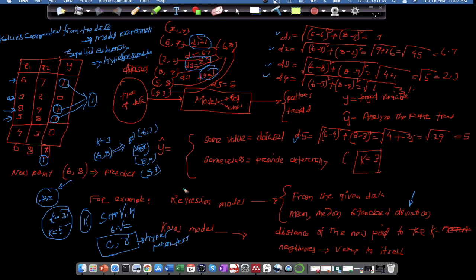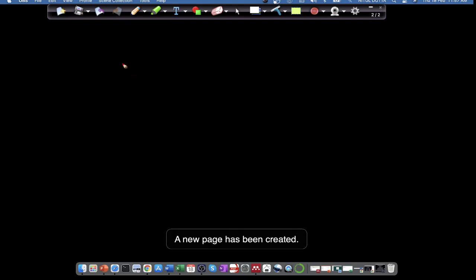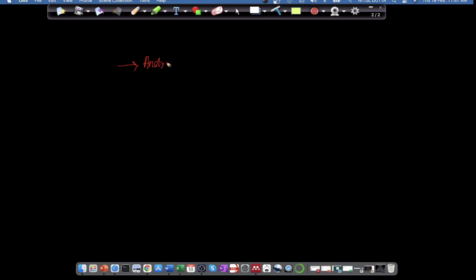And who decides these hyperparameters? It's a very important question to understand. Normally in the process of data analysis, mainly two parties are involved. One is the data analyst. Second one is the programmer.